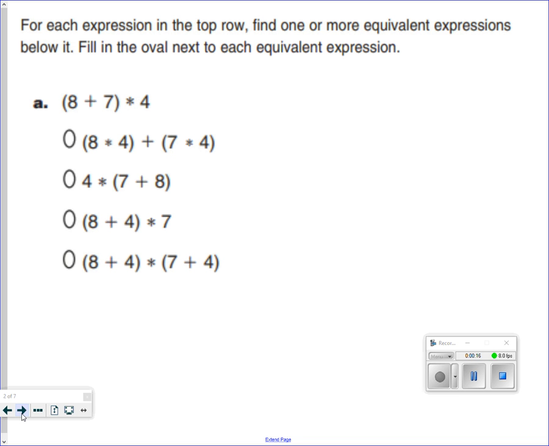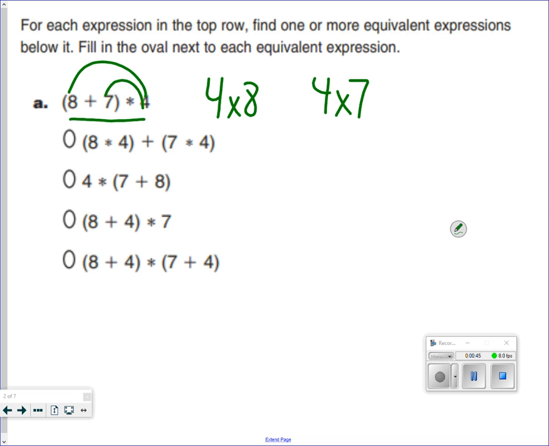It says, for each expression in the top row, find one or more equivalent expressions below it. Fill in the oval next to each equivalent expression. So this is what we have right now. We have 8 plus 7 in parentheses times 4. We got to know which one of these down here equals the same thing as that. Well, we've done this before where we can go 4 times 8, 4 times 7. So it would be 4 times 8 and 4 times 7. Anything like that? This first one would be 4 times 8, 4 times 7.